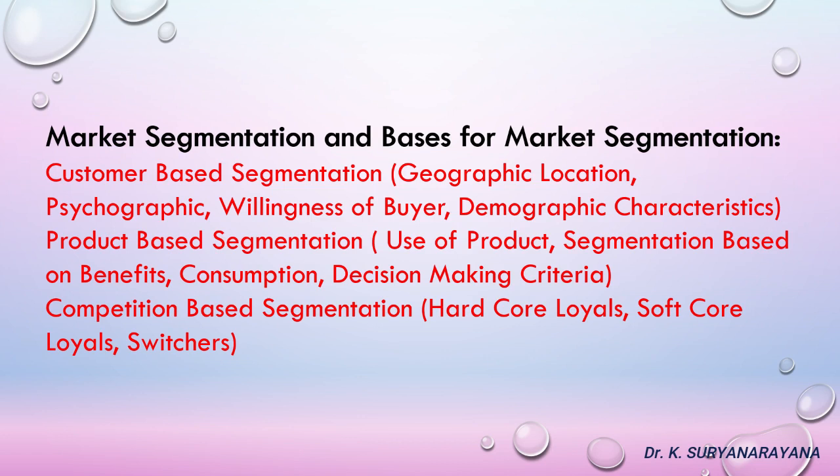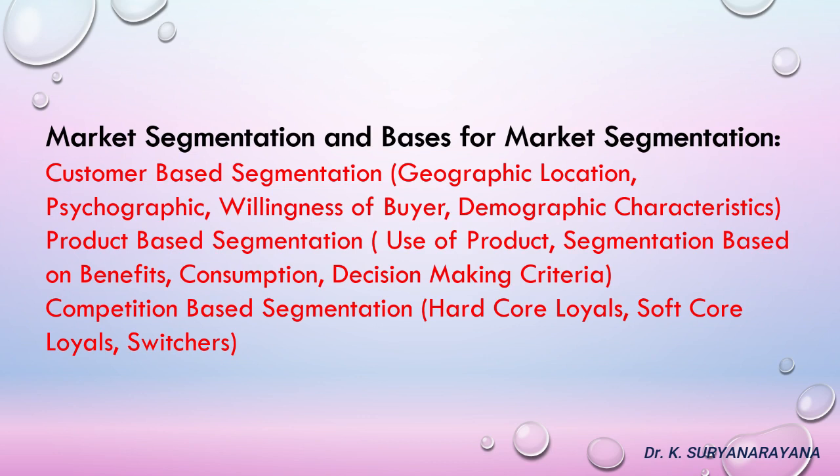Competition-based segmentation. On the basis of loyalty, there are three types of segments: hardcore loyals, softcore loyals, switchers. The consumers who purchase the same brand repeatedly are called hardcore loyals. For example, newspaper readers, cigarette smokers, tea drinkers, coffee drinkers, etc.